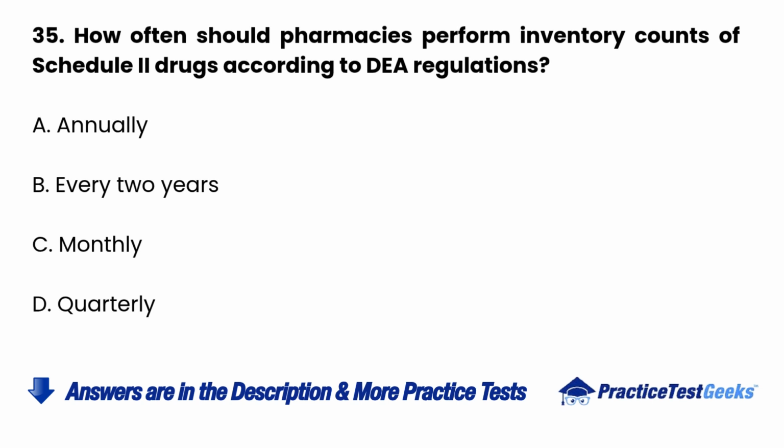35. How often should pharmacies perform inventory counts of Schedule II drugs according to DEA regulations? A. Annually. B. Every 2 years. C. Monthly. D. Quarterly.